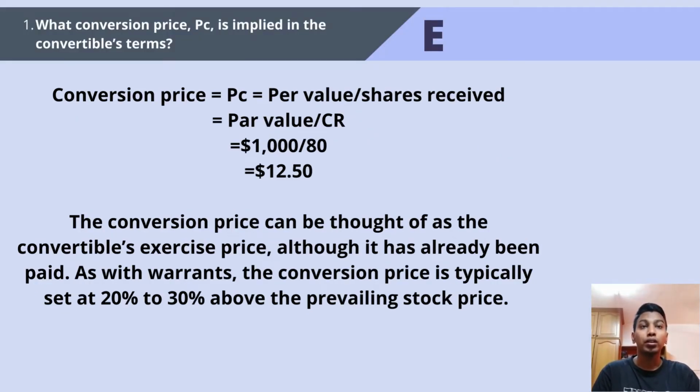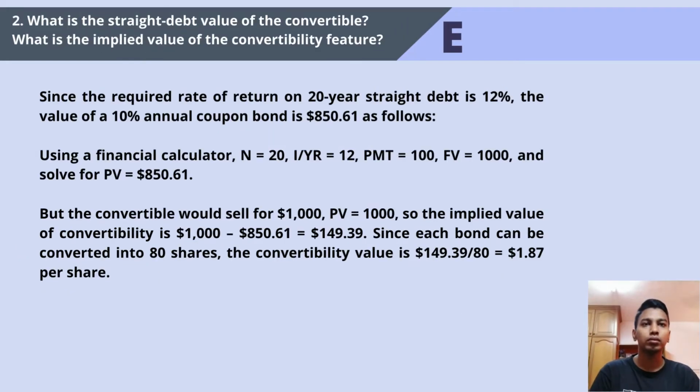Question number 1. What conversion price, PC, is implied in the convertible's terms? The conversion price PC equals par value over shares received, par value over CR, equal to $1,000 divided by 80, and we get $12.50. The conversion price can be thought of as the convertible's exercise price, although it has already been paid. As with warrants, the conversion price is typically set at 20% to 30% above the prevailing stock price.